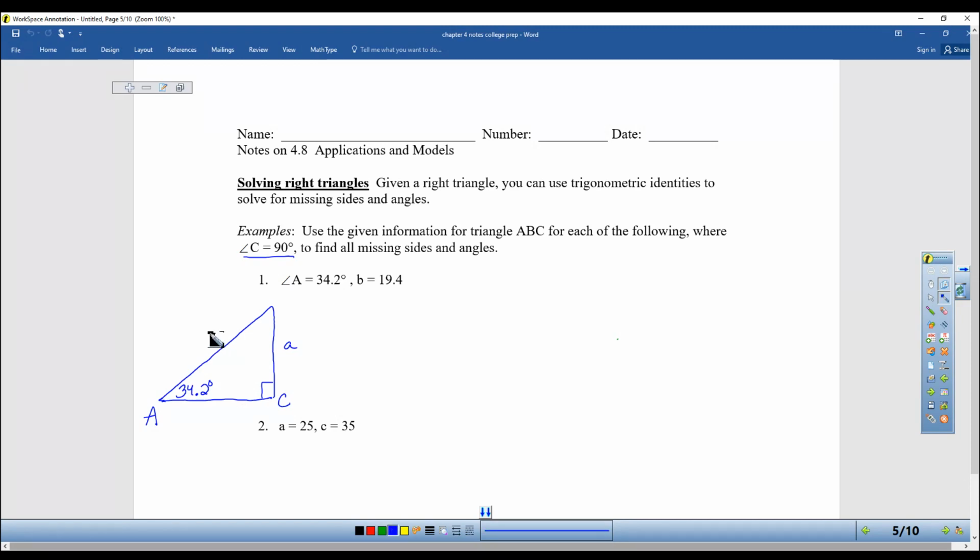So this is going to be side C because it's opposite angle C. And the only thing left is angle B. And therefore, I need side B to be right here, 19.4.